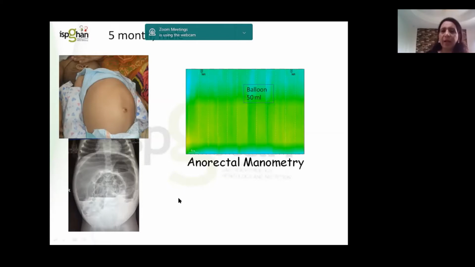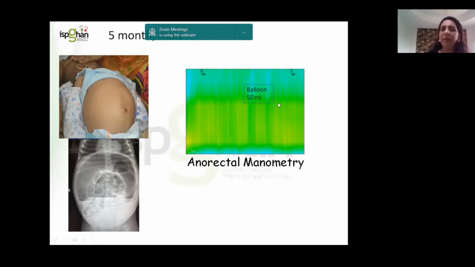So in anorectal manometry, we usually see the anal canal or the sphincter as a band of a high pressure zone. As I already told you, regarding the color coding, anything which is blue is less pressure, and this is something more than that. So this is the high pressure zone we are seeing. This is contributed by both the internal anal sphincter as well as the external anal sphincter.